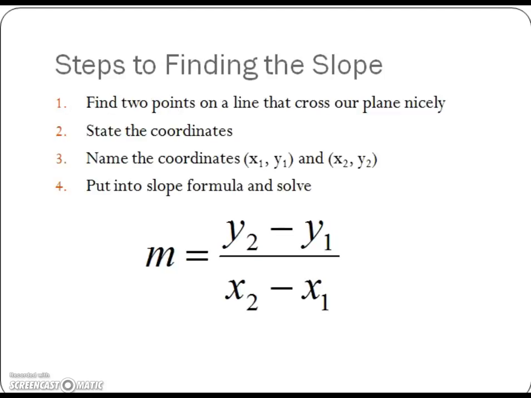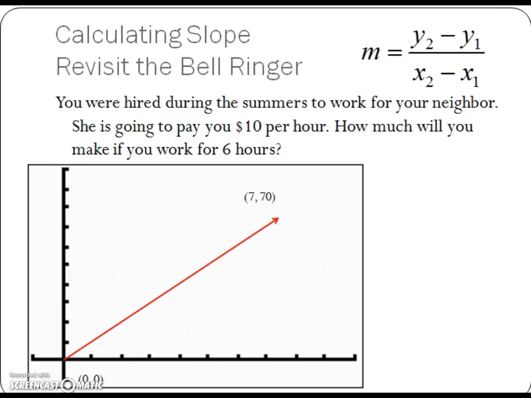Okay, we're going to be working on steps to finding the slope. Here are 4 simple steps. I'd like you to copy these down in your notebooks, and also the slope formula. The first step says find 2 points on a line that cross our plane very nicely. Second step is state the coordinates. The third is we're going to name the coordinates x1, y1, x2, y2. The last step, we're going to put the points into the slope formula and solve for the slope.